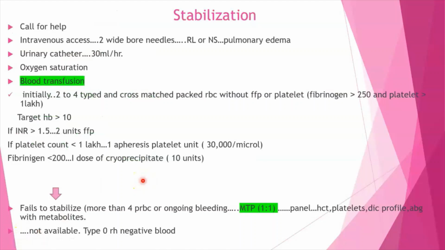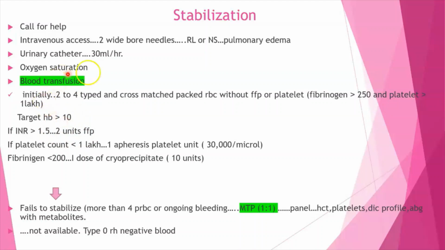How do we stabilize the patients? First, we need to call for help. Second, secure intravenous access with 2 wide bore needles and give RL or NS and watch for pulmonary edema, watch for urine output, oxygen saturation and most important, blood transfusion. Now friends, initially we give 2 to 4 typed and cross-matched packed RBCs without FFP or platelet if our fibrinogen is more than 250 and platelet count is more than 1 lakh. Our target HB is more than 10.